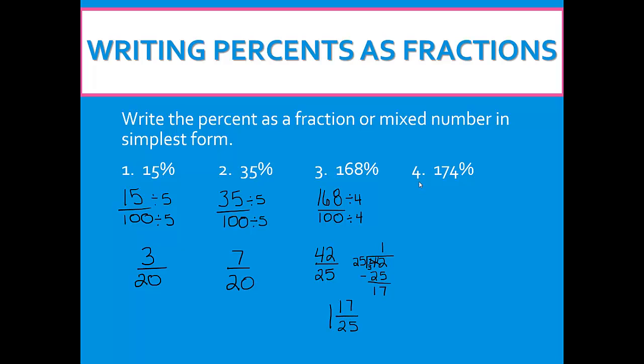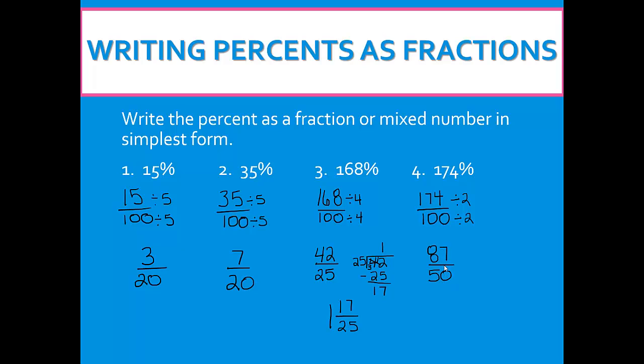Okay, now for number 4, we have 174%. Percents are always out of 100, so I'll have 174 over 100. Now I need to simplify. I can divide both 174 and 100 by 2. 174 divided by 2 is 87. And 100 divided by 2 is 50.